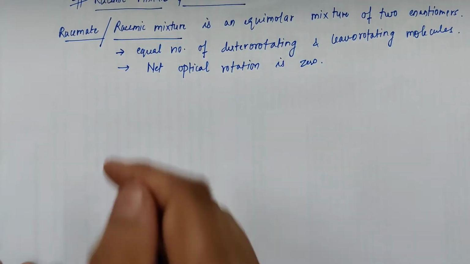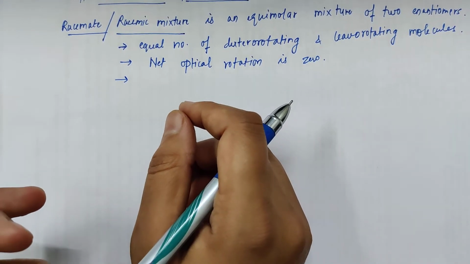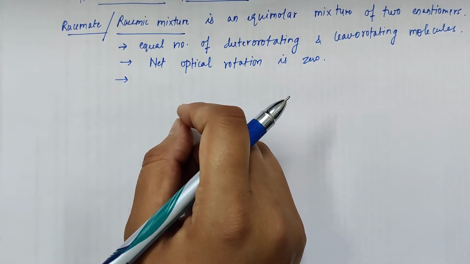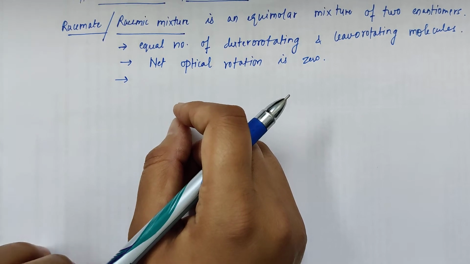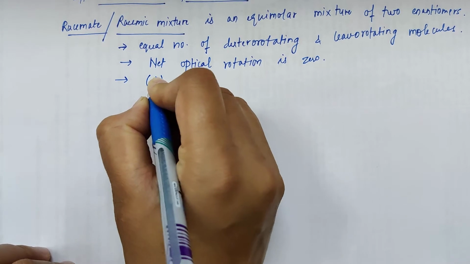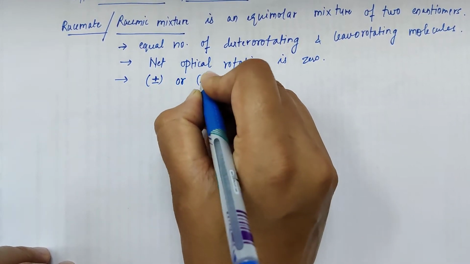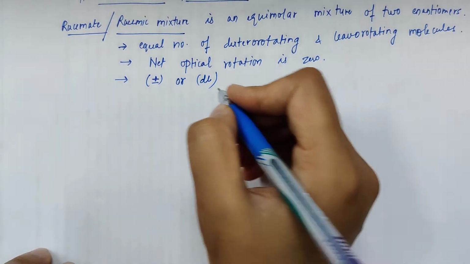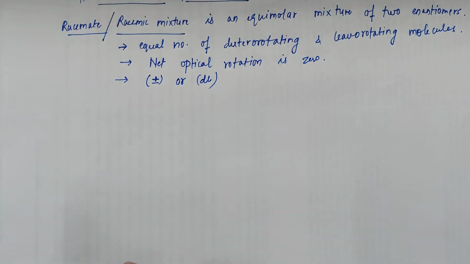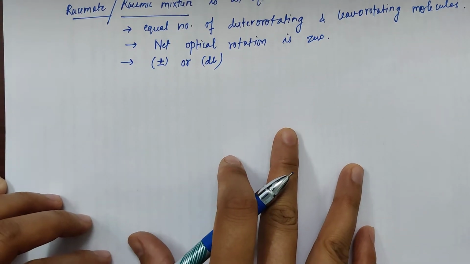All right. And if we have to symbolize that we have a certain compound or a certain solution which has equal amounts of both the enantiomers, we write this symbol in front of the IUPAC name, that is plus minus within small brackets, or DL within small brackets. This symbol we use to symbolize the racemic mixture. Okay, so this is what a racemic mixture is.